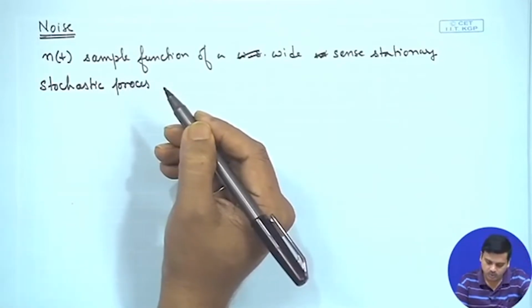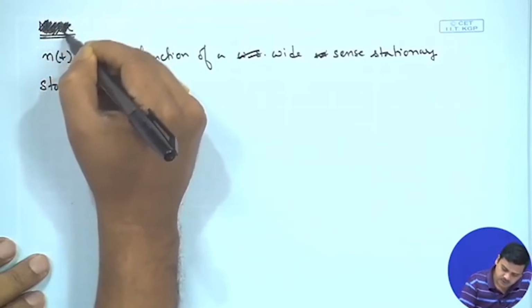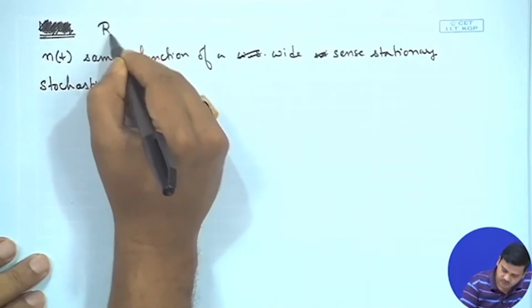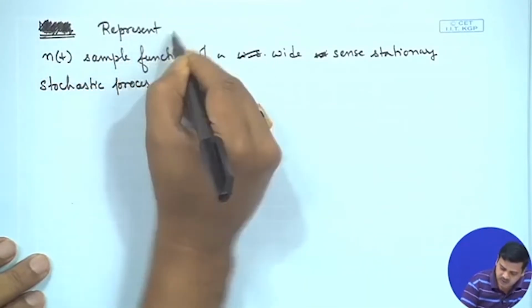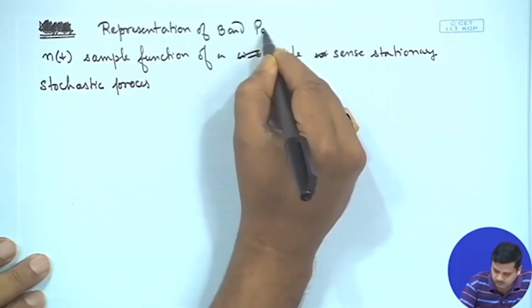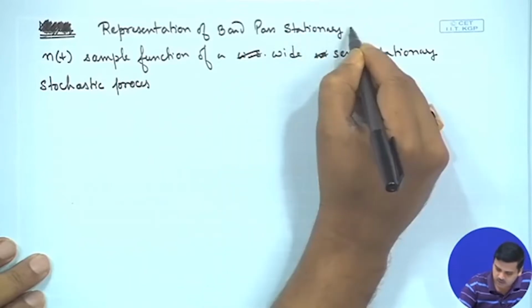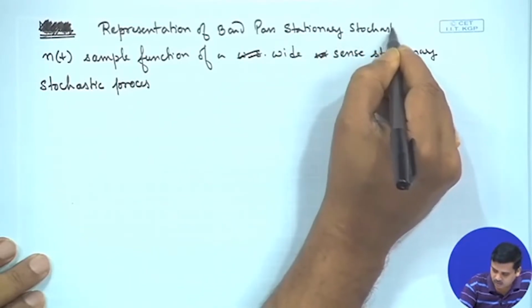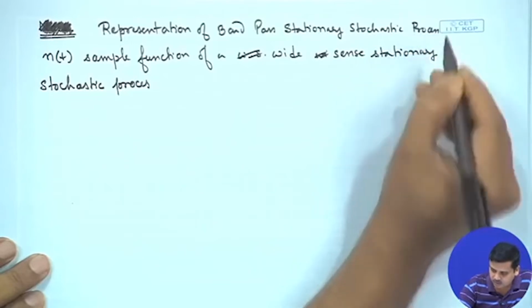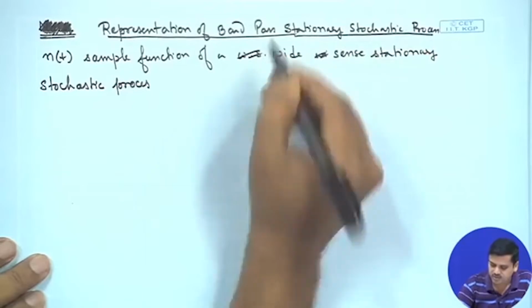What we are going to do is discuss the representation of bandpass stationary stochastic process. Once we do this, we will find how noise relates to this description, and then whatever we derive in this particular thing would be directly applicable to that of noise.